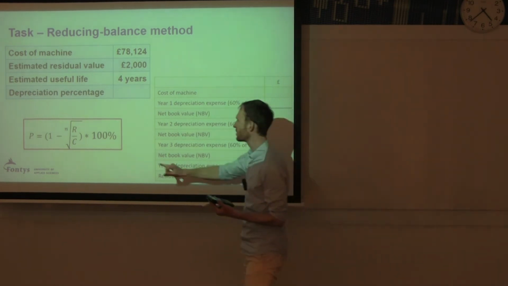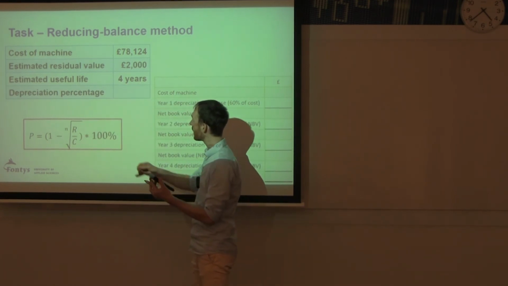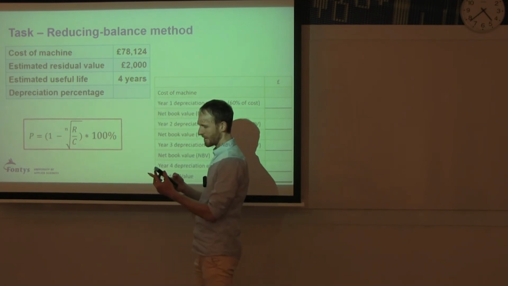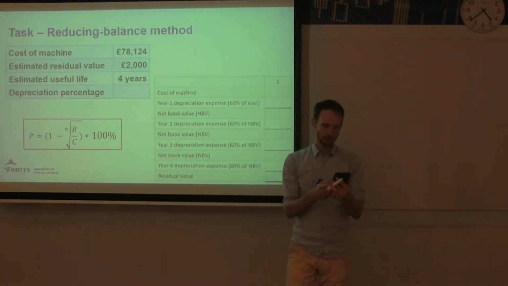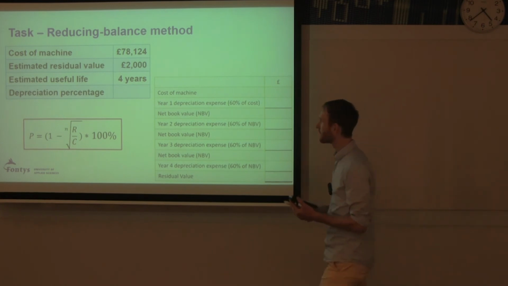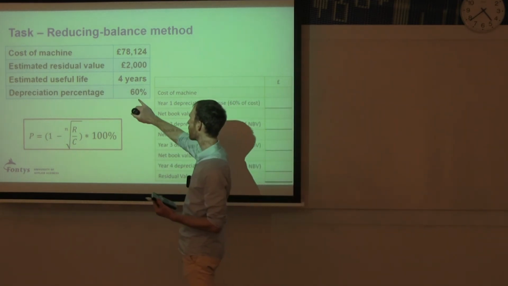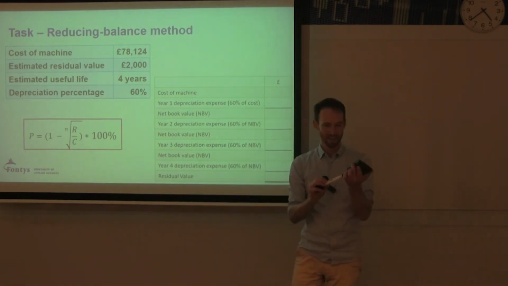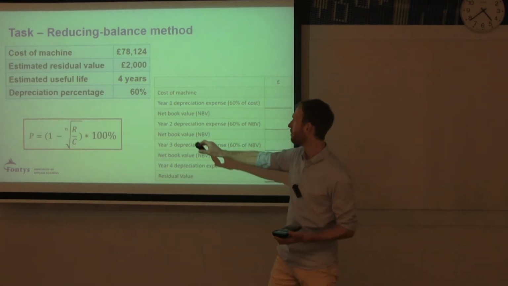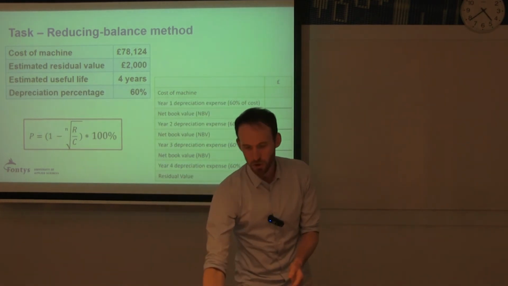And then you have the residual value over the cost. Residual value is the 2,000 divided by the cost, which is 78,124. And with this, if we then multiply the whole thing with 100, we get to 59.999872. And so what we can say, if we round this up, is that we have a depreciation percentage of 60%. And so with this, we already basically covered the difficult step of calculating this. So please try this at home and please have a look at if it works for you with your calculator as well.